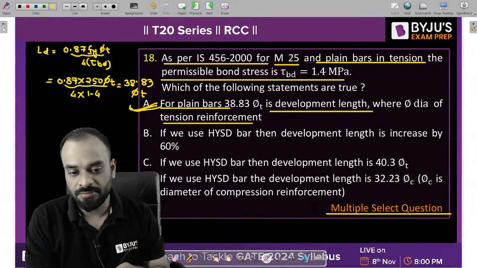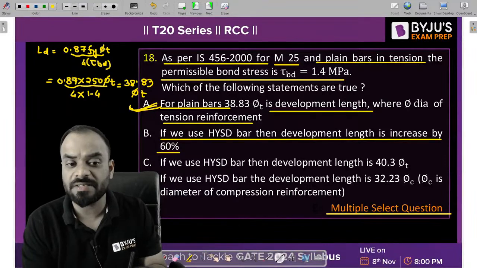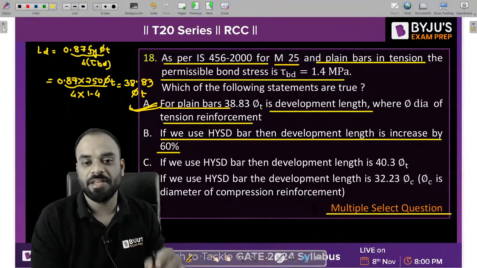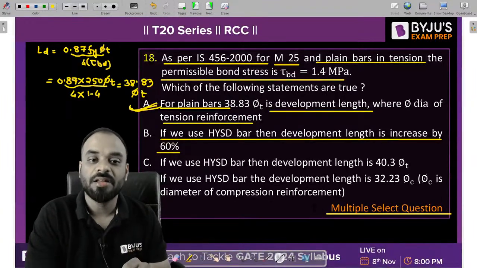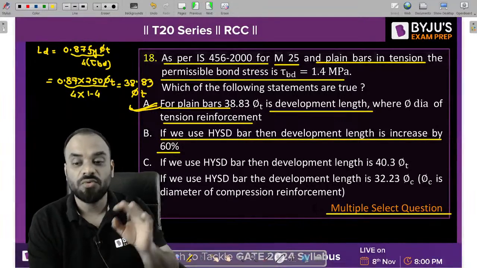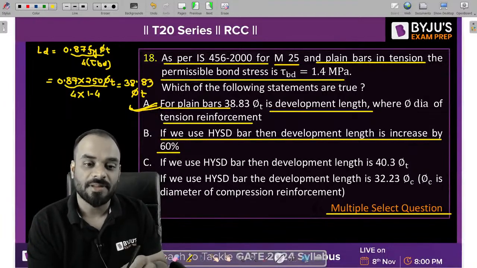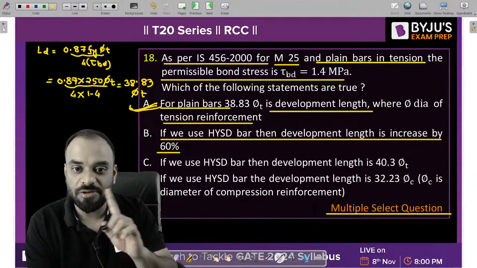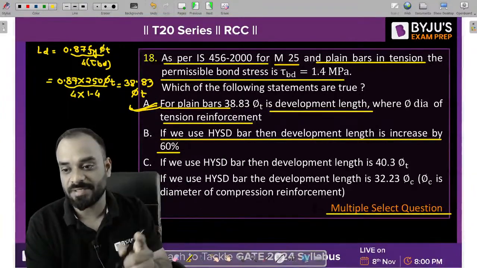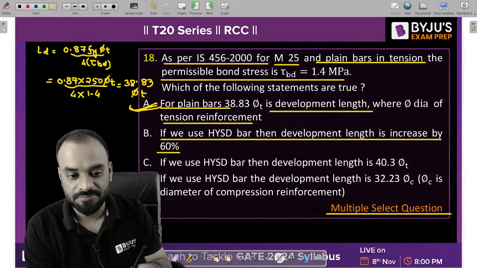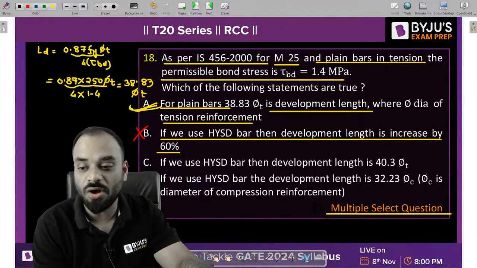What about the second statement? If we use HYSD bar, then development length is increased by 60%. You know that guys, if you use the HYSD bar in place of plain bar, the value of permissible bond stress will get increased by 60%. This statement is false. Development length will not increase by 60%. The permissible value of tau bd will increase by 60%. Do you remember this statement? So that's why guys, this statement is wrong. It is a false one.